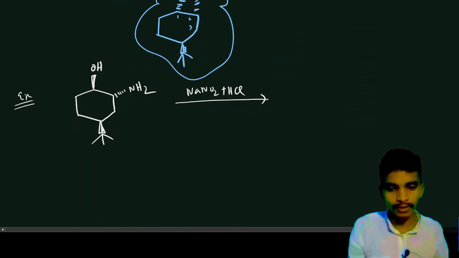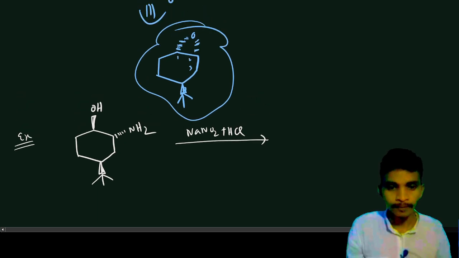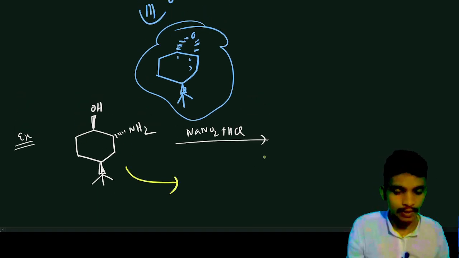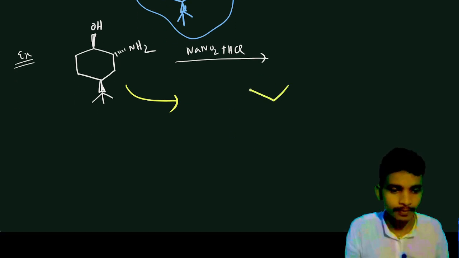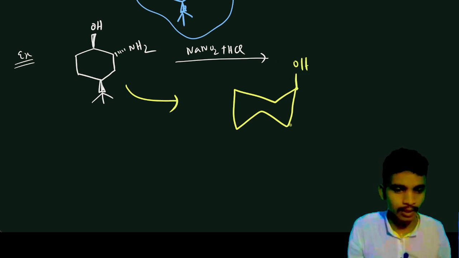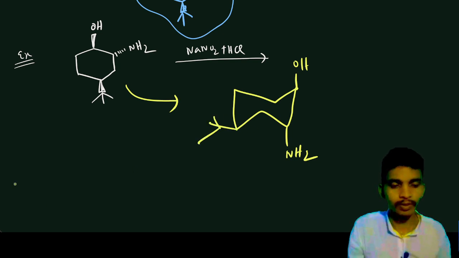Okay, moving to the next question. After that we have a couple more questions, then we will solve them. Again in this question, first our work is to convert it into the chair form. Convert into chair form. OH is on the above side, so I can mention OH above, and this is down. If you get confused, name it.